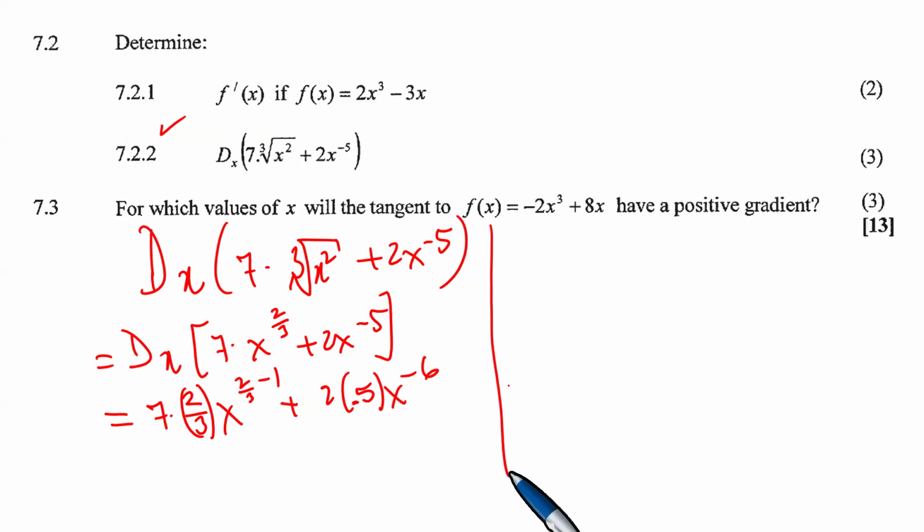So this is 2 by 7, which is exactly 14 out of 3, x to the power 2/3 minus 1. What is 2/3 minus 1? It's actually minus 1/3. Check this. So that minus 1/3 is the power, and we also have here 2 times minus 5, because it gives us a minus 10x to the minus 6.